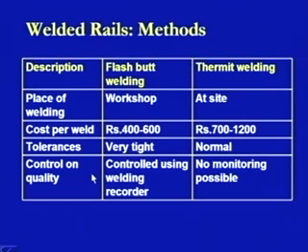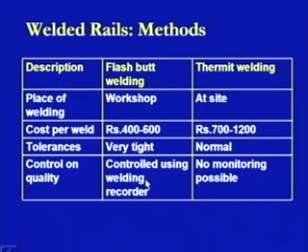Then further, some more points are there on the basis of which a comparison can be done between the same two welding processes. In the case of flush butt welding, the welding is to be done in the workshop. Maybe this workshop is maintained at the site level, whereas thermite welding can be done at site. That is, wherever the track is being laid, we can go to that position and weld the joints wherever they are available. The cost per weld is around 400 to 600 rupees in the case of flush butt welding, but it is higher in the case of thermite welding and ranges between 700 to 1200 rupees. Tolerances are very tight in flush butt welding, which means that variations are very little permitted, whereas in thermite welding, they are normal conditions.